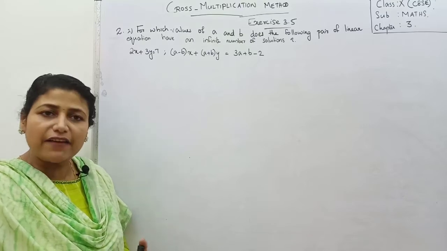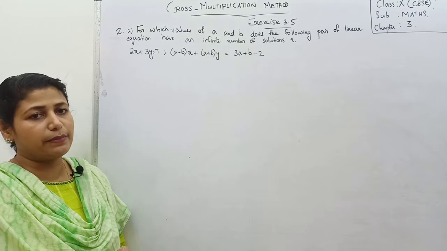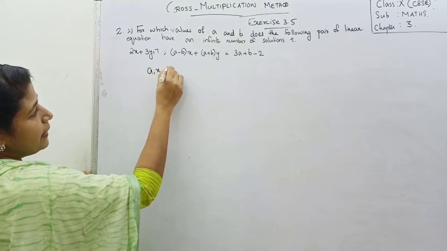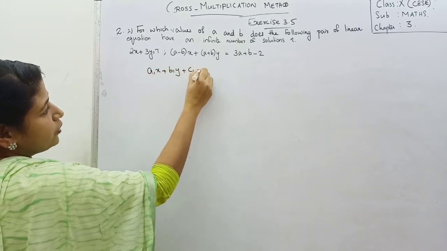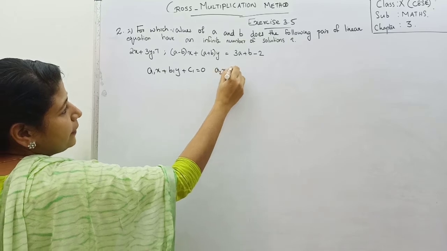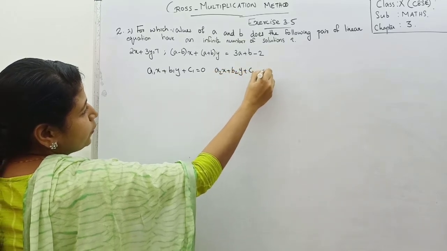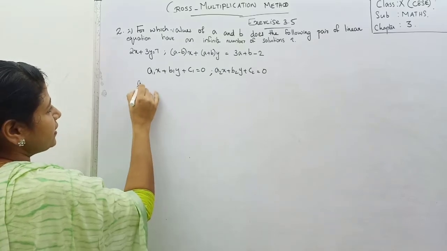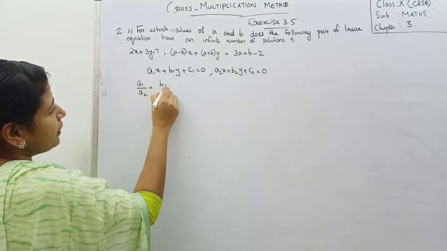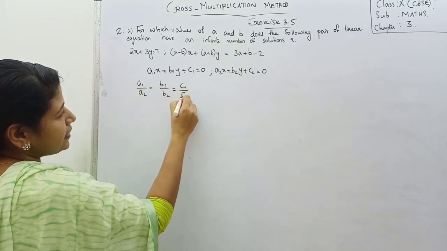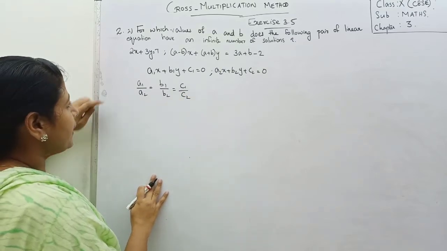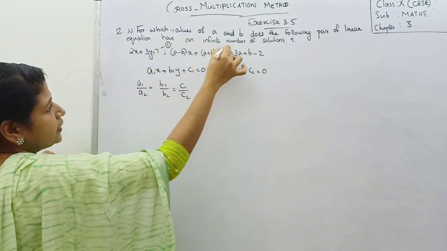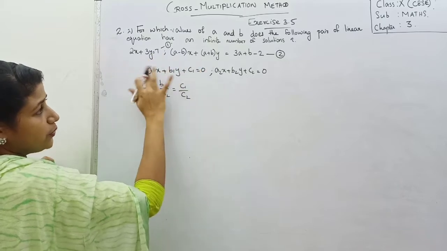What was the condition? a1 by a2 equal to b1 by b2 equal to c1 by c2. So if you have a1x plus b1y plus c1 equal to 0 and a2x plus b2y plus c2 equal to 0, and this pair of linear equations has infinitely many solutions, we can write a1 by a2 equal to b1 by b2 equal to c1 by c2. Okay, so compare these two equations with the given equations. We have to change these two equations into another form.